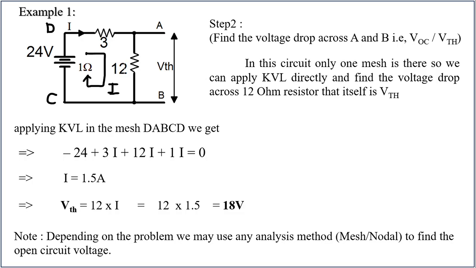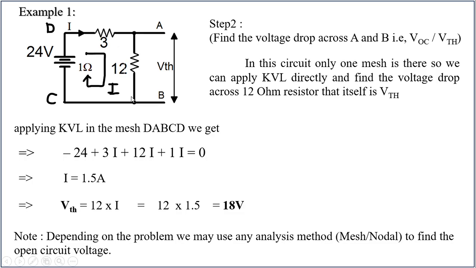In some cases, depending on the problem, we may use any analysis method like the mesh analysis method or nodal analysis method to find the open circuit voltage, like the voltage drop across the open terminals A and B. In this case we are applying KVL directly. So applying KVL in D, A, B, C, D, we want to find the current flowing through this 12 ohm resistor.